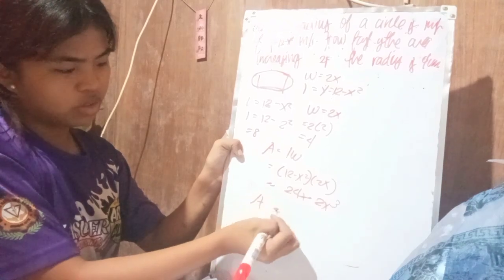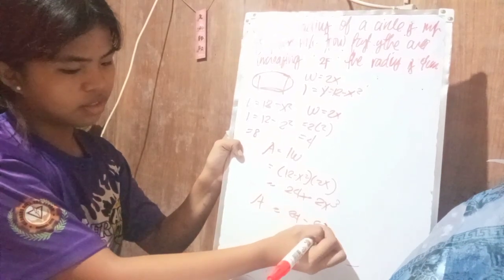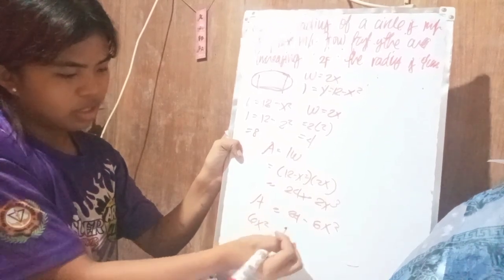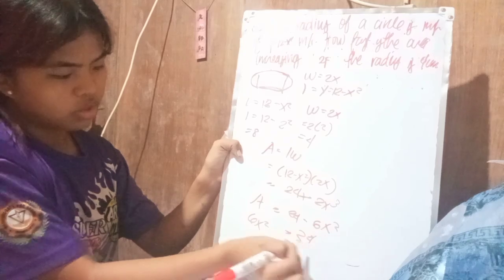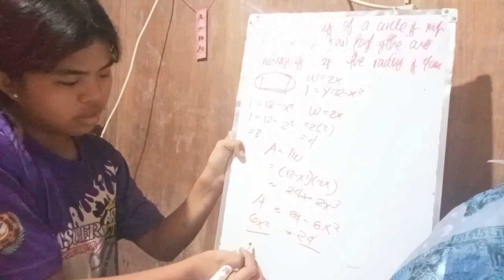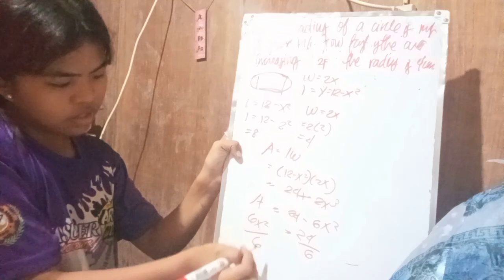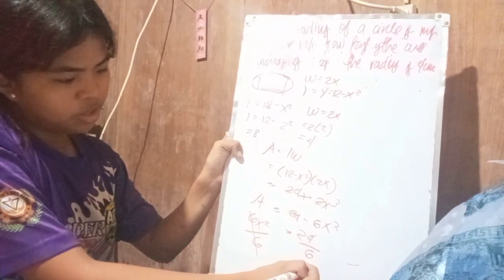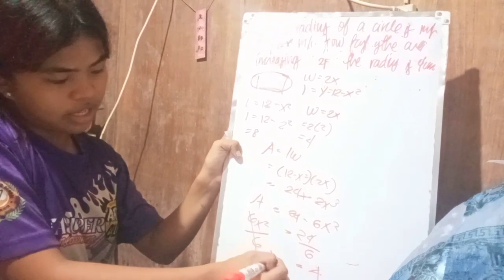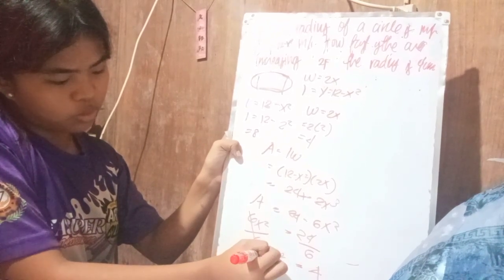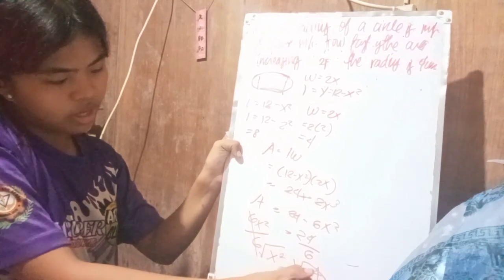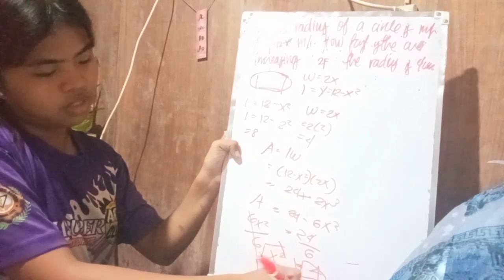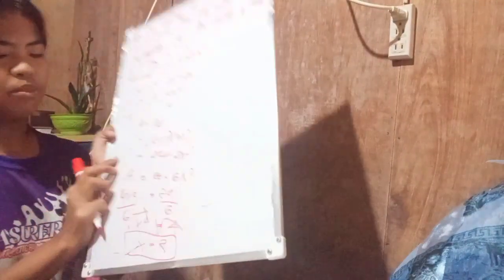So A prime equals 24 minus 6x squared, and then 6x squared equals 24. So we divide by 6 and cancel out. We have 4 equals x squared, and then we take the square root to cancel the square. So x is equal to 2. This is the answer. So number 37.